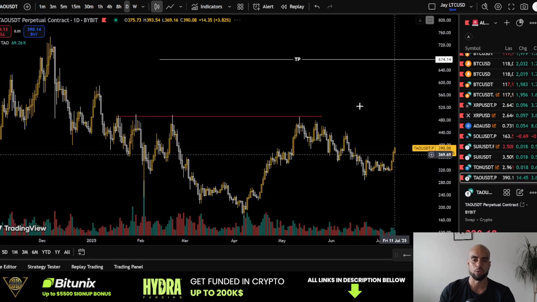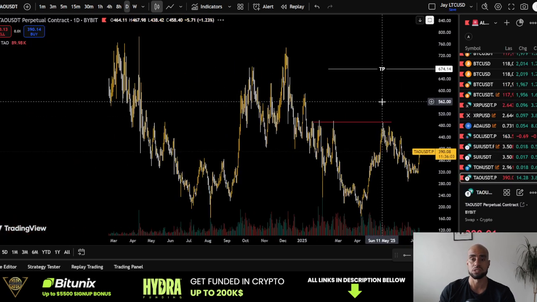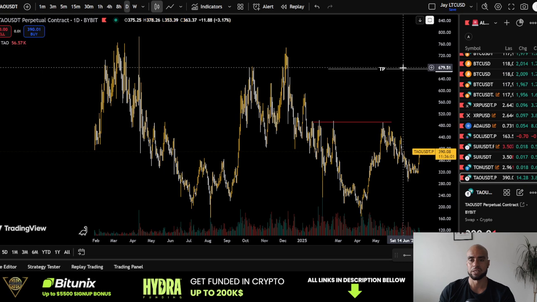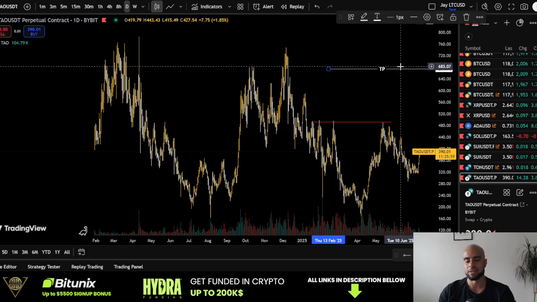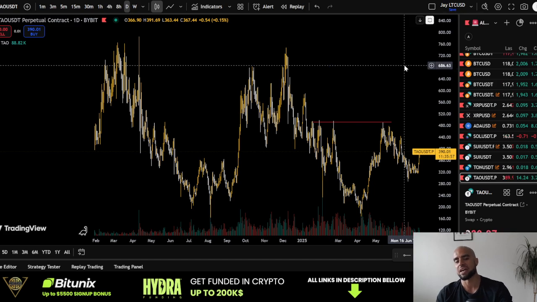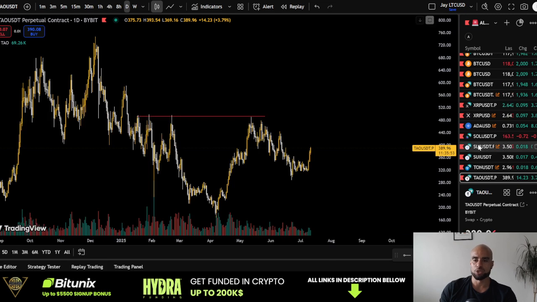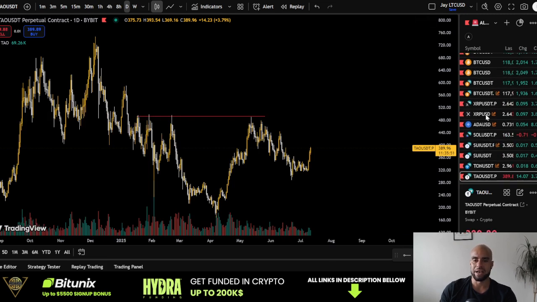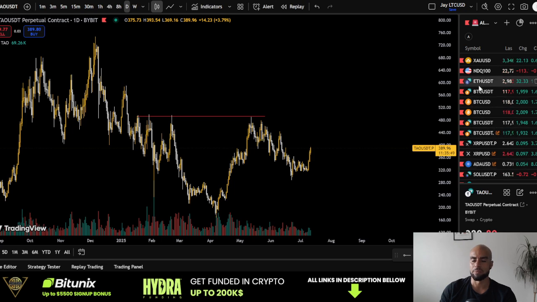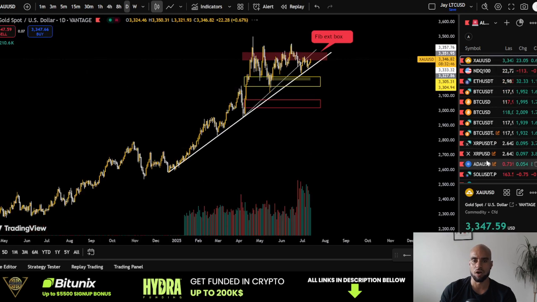Another one is Tau. You do not want to sleep on Tau. Tau is the Ethereum of AI. It will rip much higher than it already has. I will not go through too many altcoins. This is what I see so far.